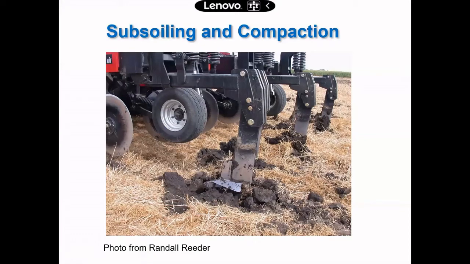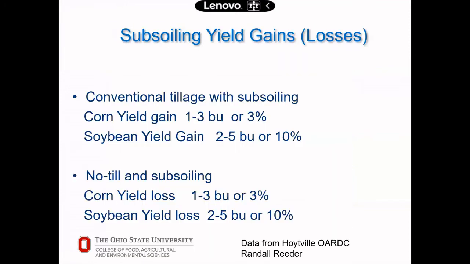Here's some information on subsoiling and compaction that we did at Ohio State University. Some research has been done over the last 20 to 30 years. Most of this research was done by Randall Reeder, who's now retired. This was our Hoytville experiment station, where we had Hoytville heavy clay soils. We found that where we subsoiled, we got gains and losses. If we had a conventionally tilled soil and subsoiled it, the corn yield gain was about 1 to 3 bushel, or about 3%. On soybeans, the gain was a little higher, 2 to 5 bushel, or about 10%.